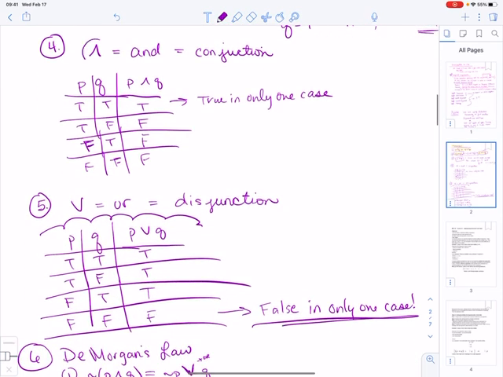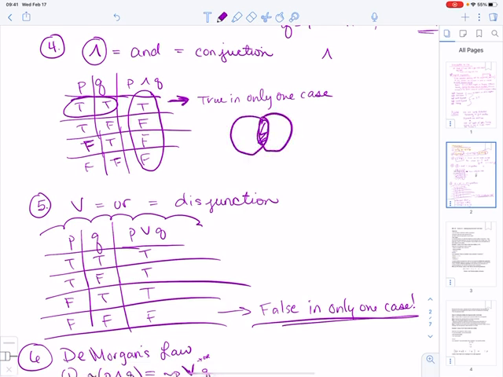We also learned about conjunctions, which is the upside down V, and this is what the truth table looks like. There's only one case where a conjunction is true. Remember, it has to be true in both cases. It has to be that intersection that we talked about of the two circles coming together to be true.